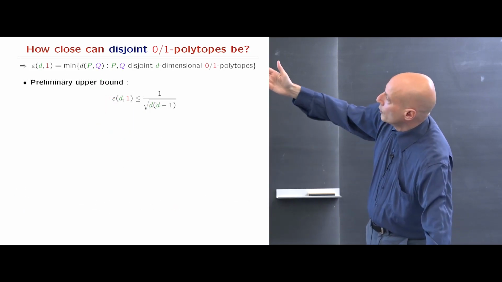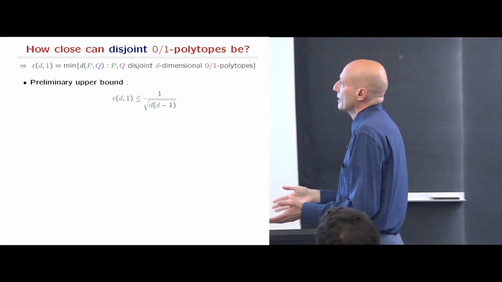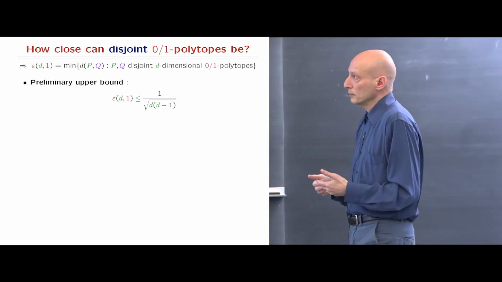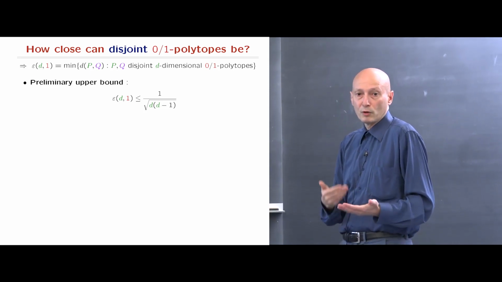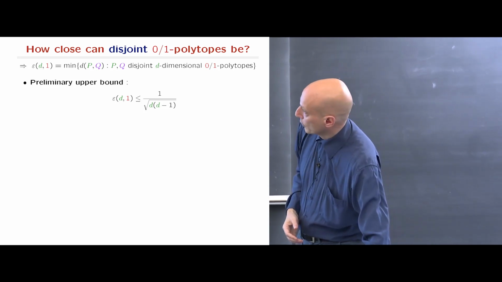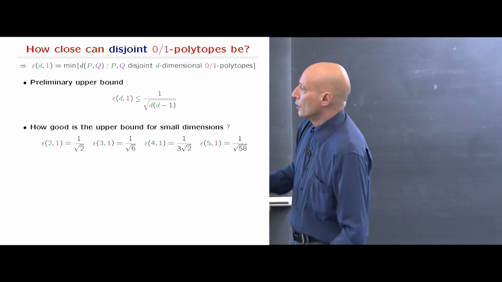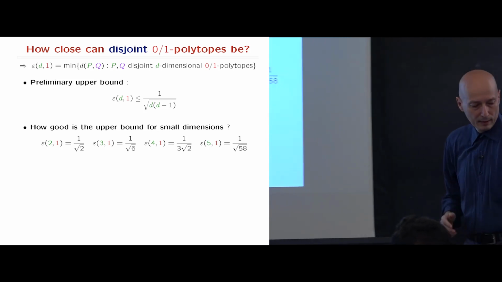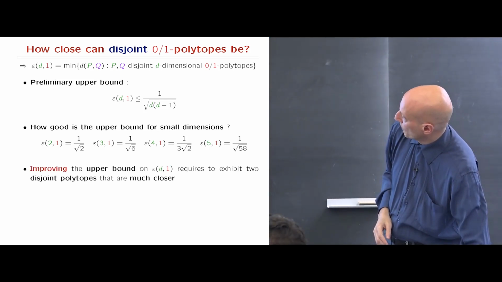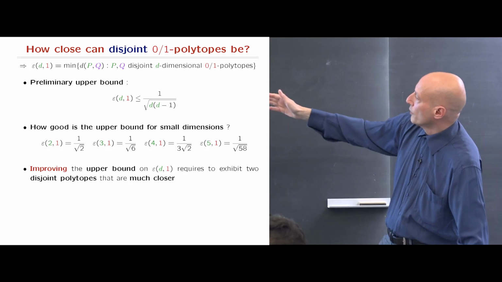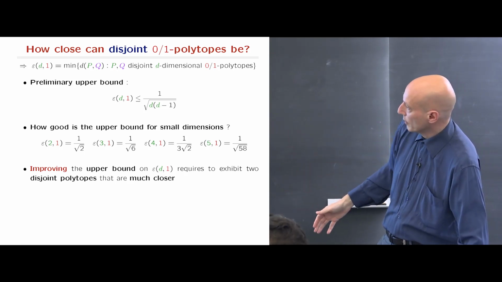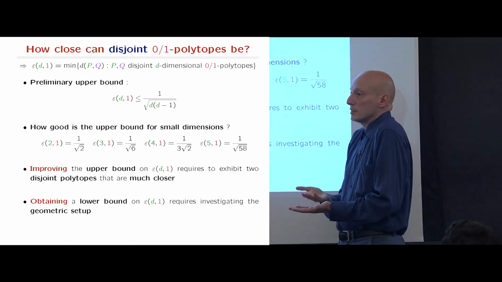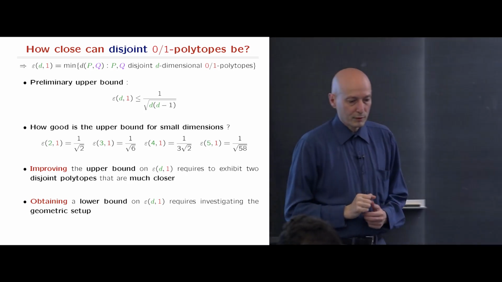Okay, so again, that's our first upper bound. It's at least as small as this number. To improve this, I need to make a construction where the polytopes are much, much closer, and to get a lower bound, what is the threshold that you cannot pass? You can compute and get some value to see how it goes in low dimension. As I was mentioning, improving the upper bound would be to find two polytopes that are much closer, but obtaining a lower bound, or proving that something is at least something, we have to use a different technique.